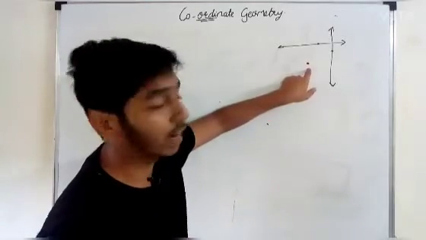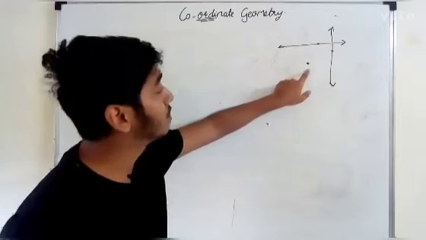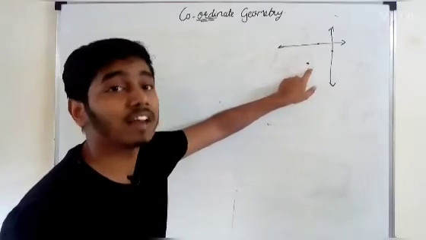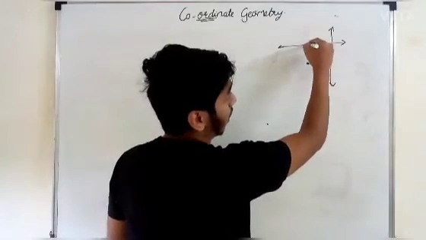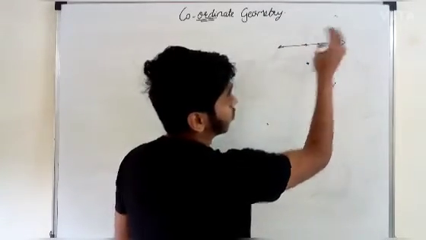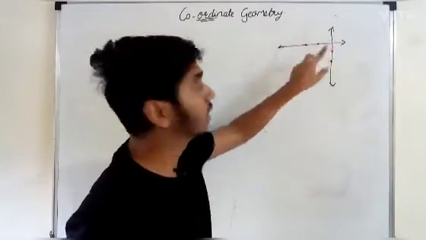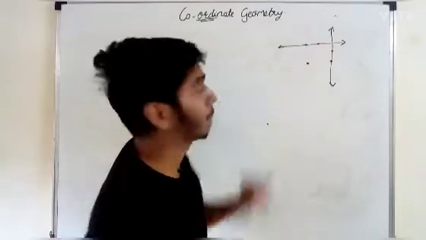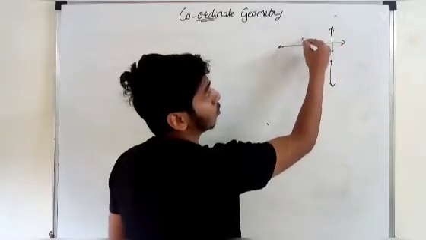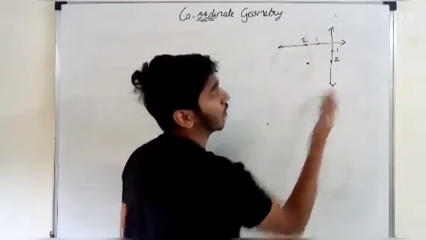If you want to find where this point is located exactly, let's take this example. If I draw these two lines, this is one unit, this is another unit, this is one unit, and this is another unit. So let's name these as 1, 2, 1, 2, for example.